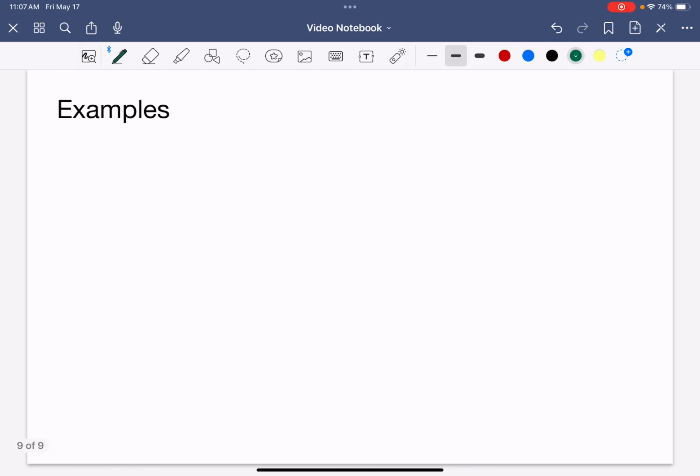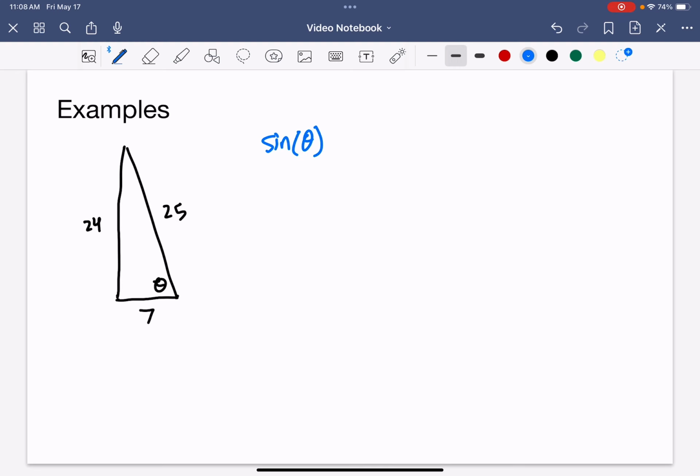So let's do a couple of examples. Let's make a triangle. Let's put a line there and a theta there, with sides 7, 24, and 25. All right? And I want to come up with the sine of theta. Well, here I'm looking from this perspective. Sine is opposite over hypotenuse. So my opposite side is 24. My hypotenuse is always the longest side. I forgot to put the right angle symbol there. So that's going to be 24 over 25.